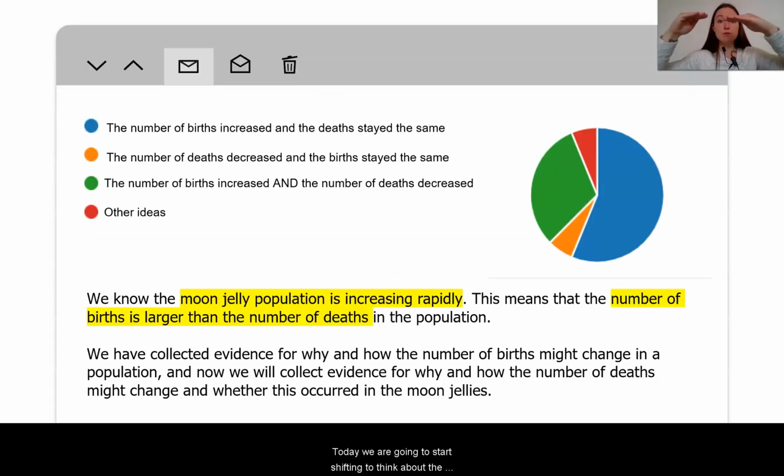Today, we are going to start shifting to think about the other side of the ratio, our death rates. We know that the moon jelly population is increasing. This means that the number of births is outweighing the number of deaths. Now our question is, why is this occurring? We've looked at how the number of births might be able to increase. What if it's that the number of deaths are just decreasing? Today, we are going to collect evidence for why and how the number of deaths might change in a population. This was an idea that some of us had from the very beginning.